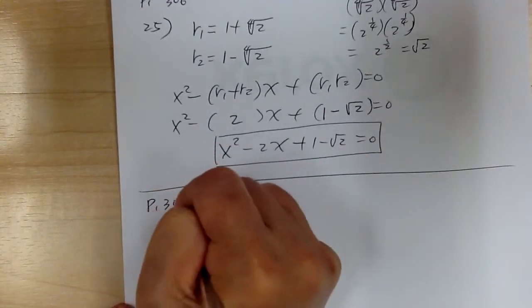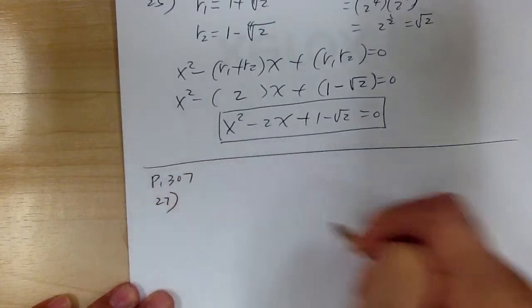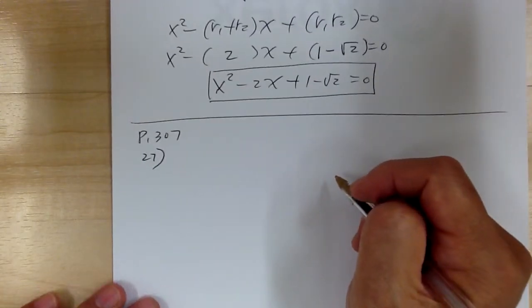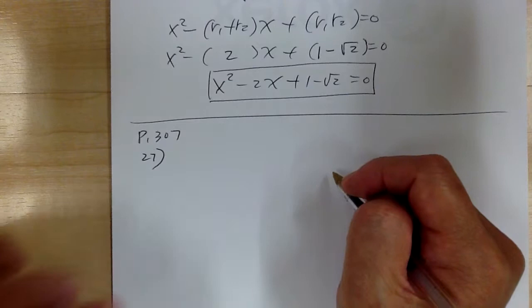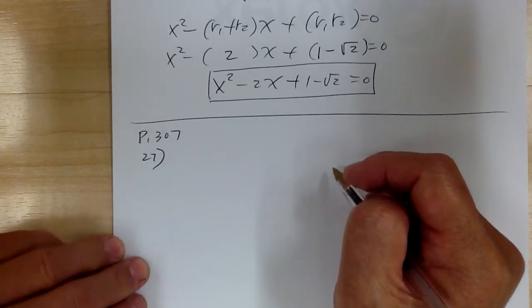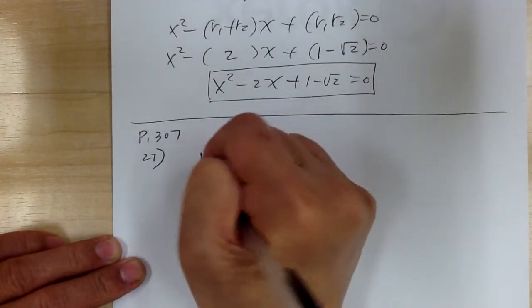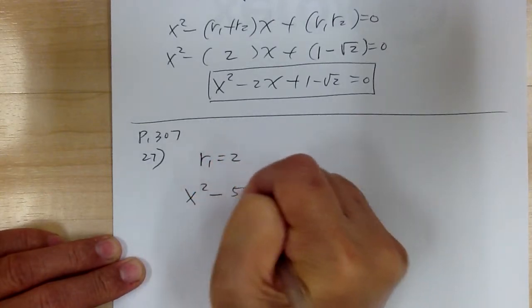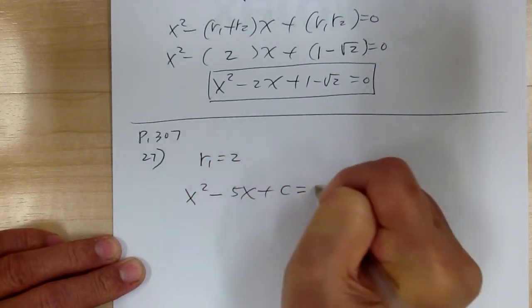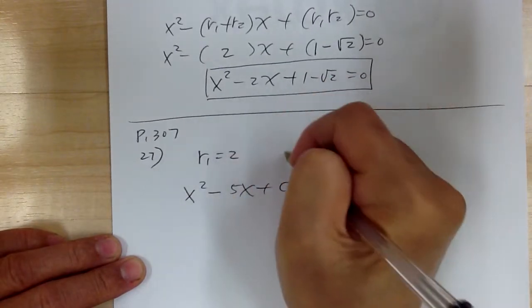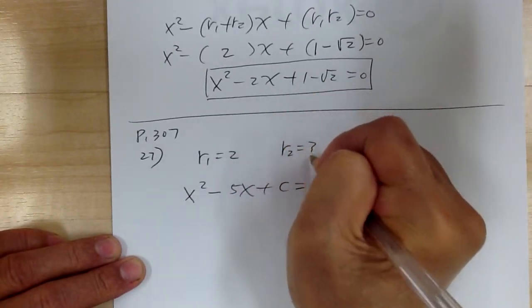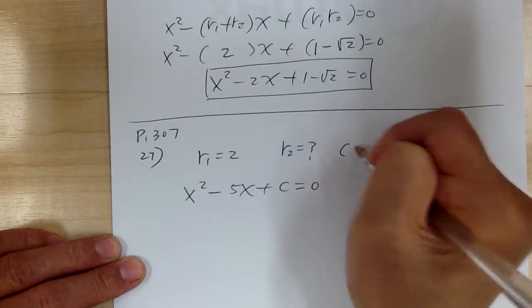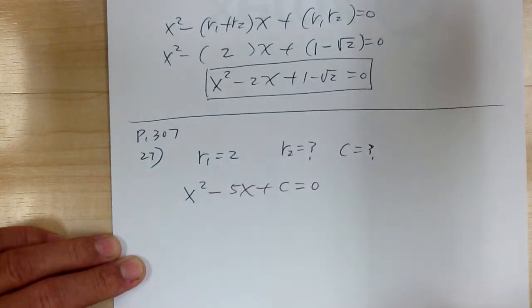Okay, let's go to number 27. So this one, they give you a condition. So it says if 2 is one of the roots, so that means R1 equal to 2. And you have this equation x squared minus 5x plus c equal to 0. And you look for the other root, so you're looking for R2, and you're looking for the value of c. So you can write down all your information.